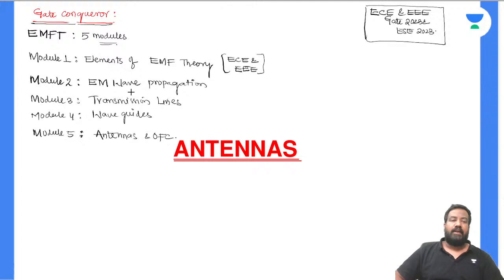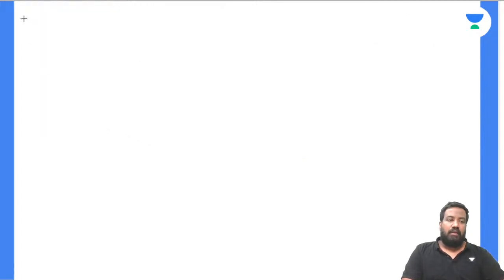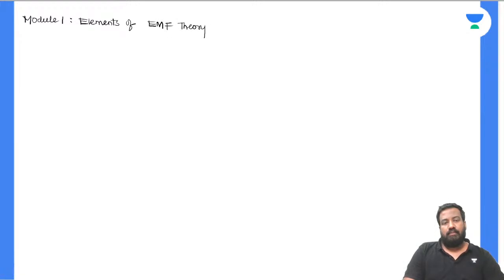5 modules, I would like to explain how many modules are already explained in detail on our channel, and what parts of this are left out, I'll explain in detail. Let me start with module 1. Module 1 is elements of EMF theory, as I told you, common for EC and electrical.